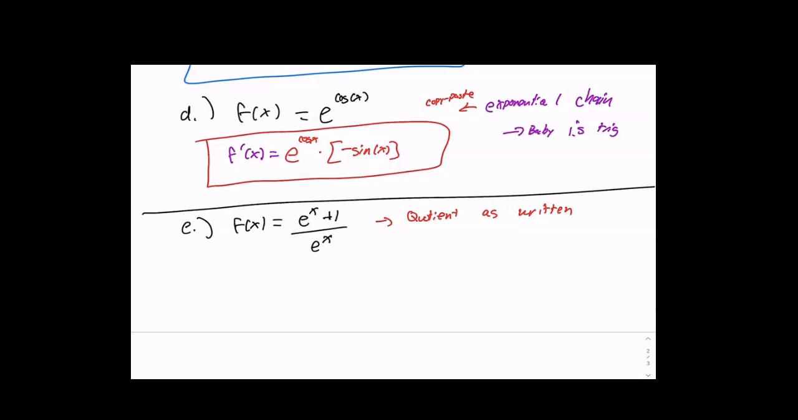So let's do that. f prime of x equals u prime v minus v prime u over v squared. I get the derivative of u, which is what? What's the derivative of e to the x plus 1?